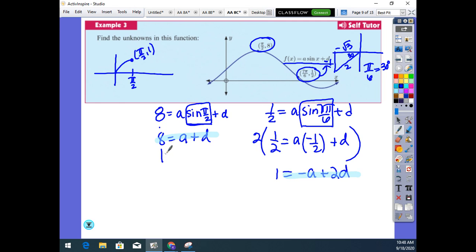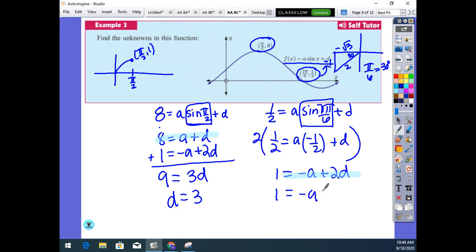If I line this up, all of a sudden when I combine my equations, I get 9, the a's go away, d equals 3. Then I can plug it back into either equation. If d is 3, 2d is 6, a equals 5. So I can now substitute for my a and my d and get f of x equals 5 sine of x plus 3.